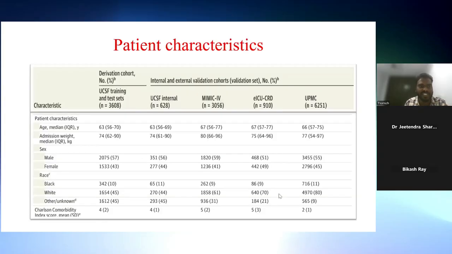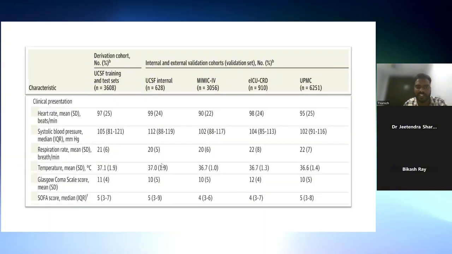So these are the patient characteristics. These patient characteristics were comparable between the derivation cohort and the internal and external validation cohorts. And these are the vital values present at the time of initiation. These values are also roughly comparable between both the derivation cohort and validation cohort.